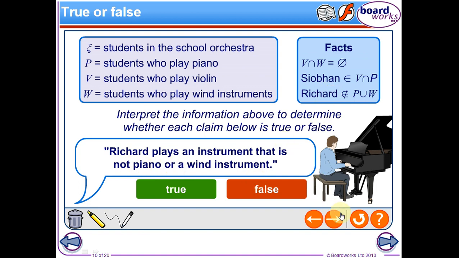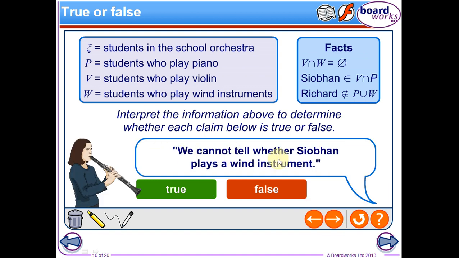True, guys. So you want to check. Richard plays an instrument that is not piano or wind instrument. So piano or wind instrument. So that's it, piano and wind. So use either or. This is it, union, and Richard not. This belongs to, does not belong to, just cancel it. So that's cool. True. So next question now.